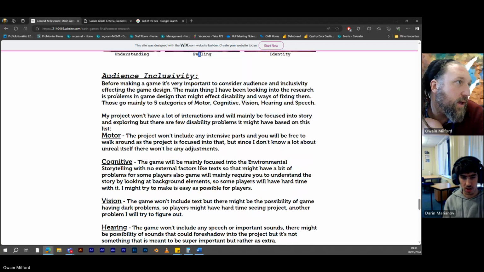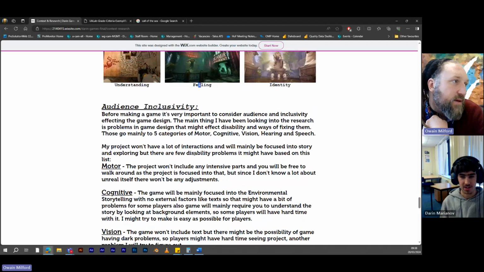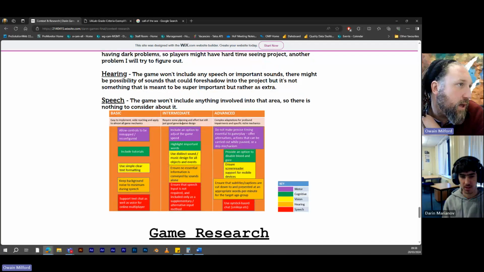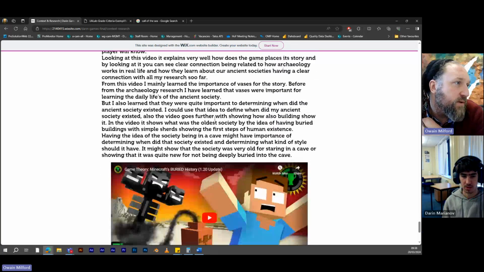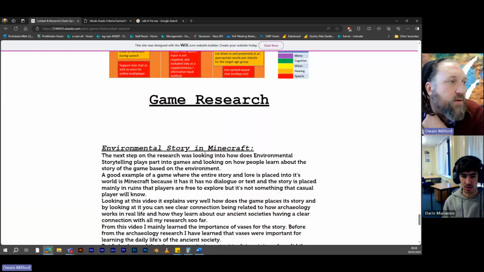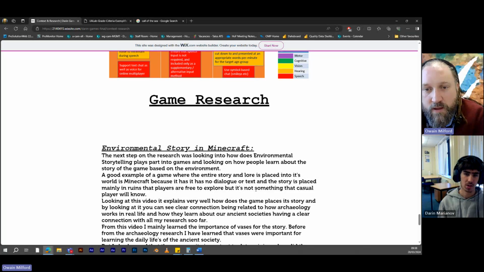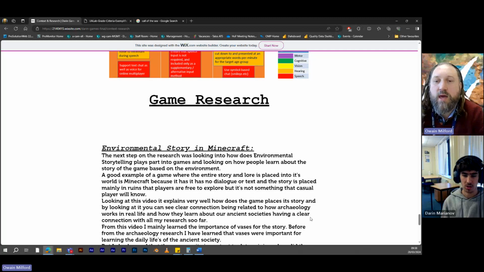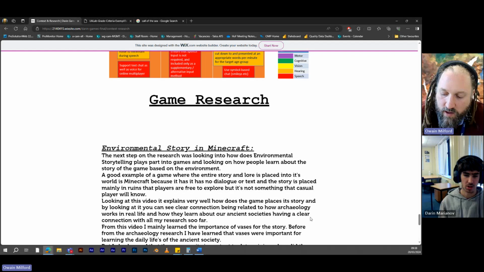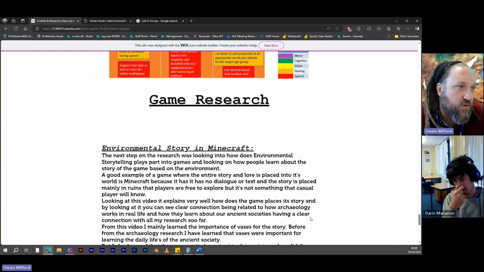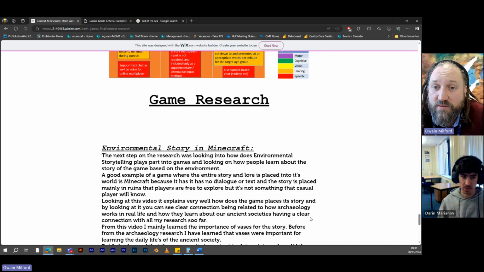And then we've got some stuff in inclusivity, so thinking about that, which is good. And then game research. So environmental storytelling in Minecraft. So I think for me, in terms of where the research is, you've got a really good start. It's now developing a bit further. So I think that needs to come from looking at similar games and doing maybe some more research on examples of environmental storytelling in more types of games.